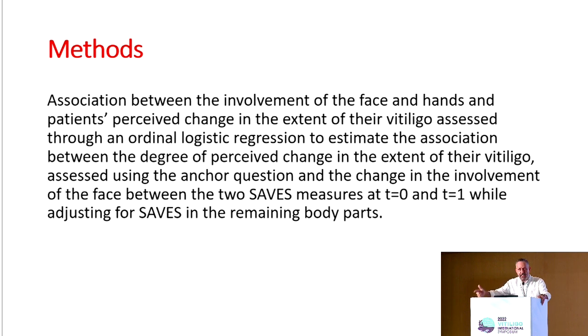We had a second aim, which was to evaluate the association between the involvement of face and hand and patient perception of change in the extent of their vitiligo. We did this through an ordinal logistic regression to estimate the association between the degree of the perceived change in the extent of the vitiligo, using the anchor question, and we adjusted this for the SA-VES of the remaining body parts, of course, because if you don't adjust, then you are measuring the global perception of change. You have to adjust.